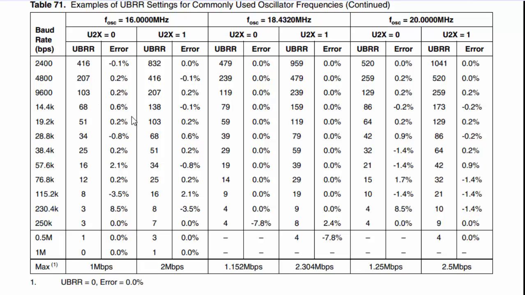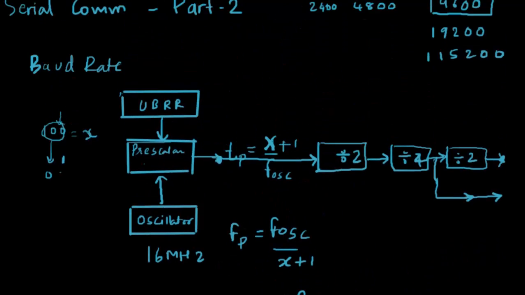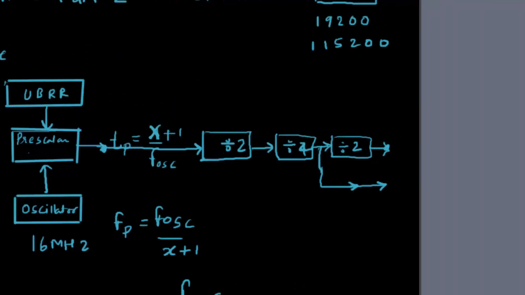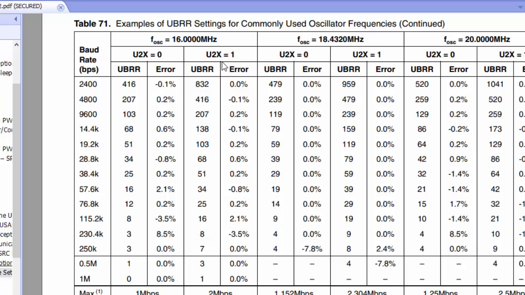Now you should also observe one more thing here. If the U2X bit in one of the registers is 1, the baud rate doubles. And if you look at our diagram, so let me just go back. If I bypass the last divide by 2, this is bypassed with the help of a multiplexer. So this depends on whether this particular line is selected, if the U2X bit is set.